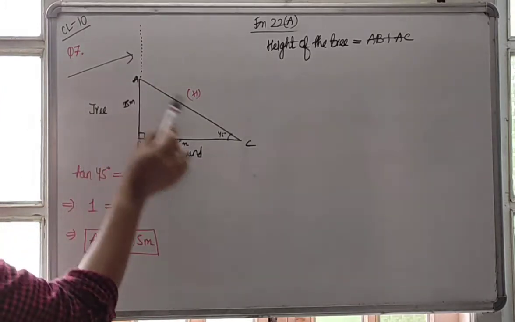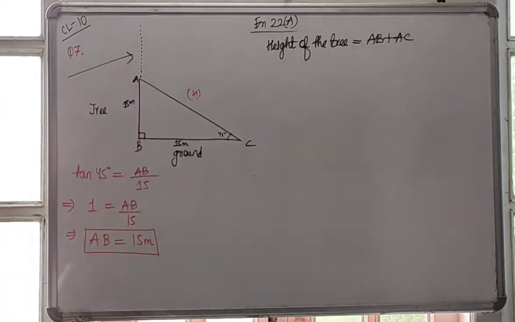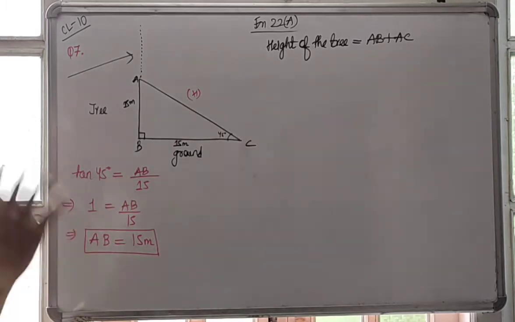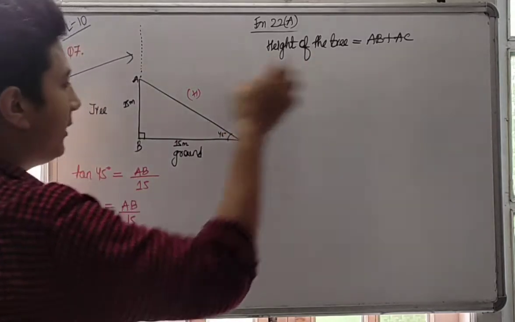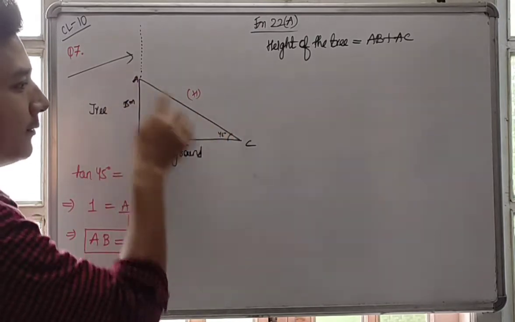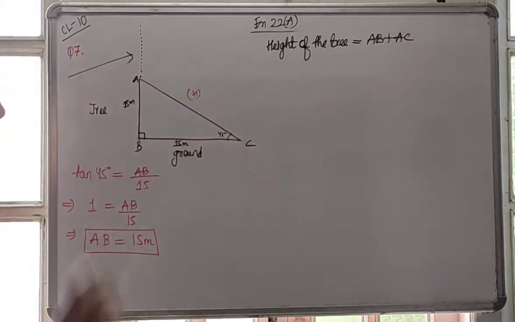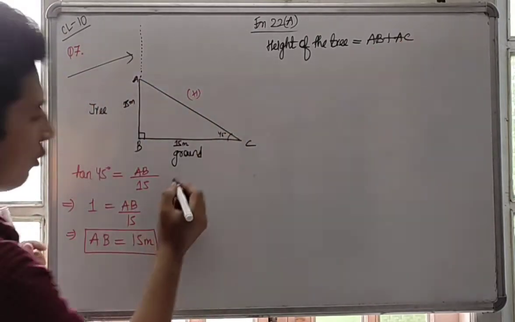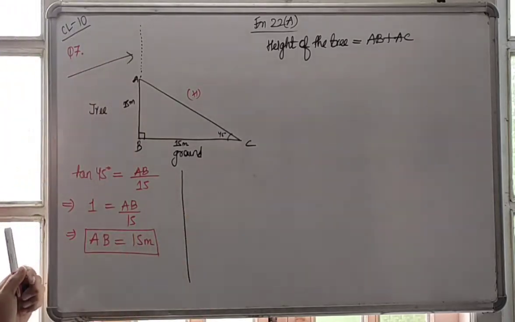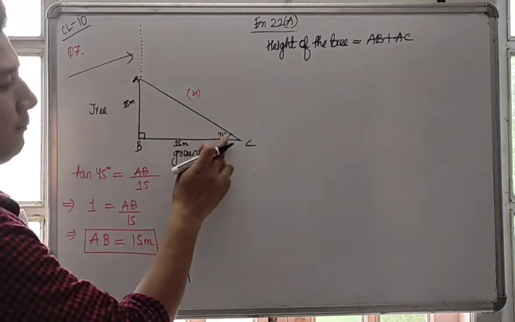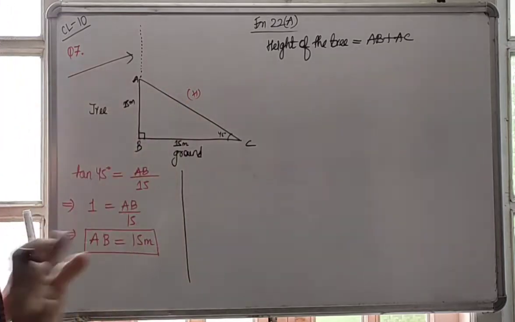Now I need to calculate AC also, because the question is asking us what is the actual height of the tree. The actual height of the tree is AB plus this broken part, isn't it? So we need to calculate AC also now. So for AC, which trigonometric ratio will I use? Can I use sine? Yes, we can use sine.